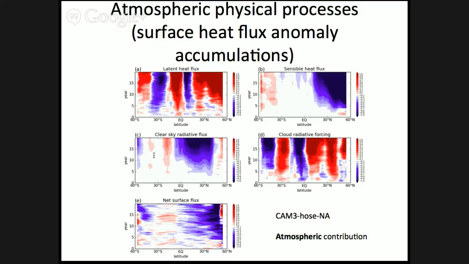In the tropics, you see that the cooling of the surface ocean is mainly contributed by the latent heat flux, and also minorly by the clear sky radiative flux. And this is contributed by the strengthening of the trade wind.